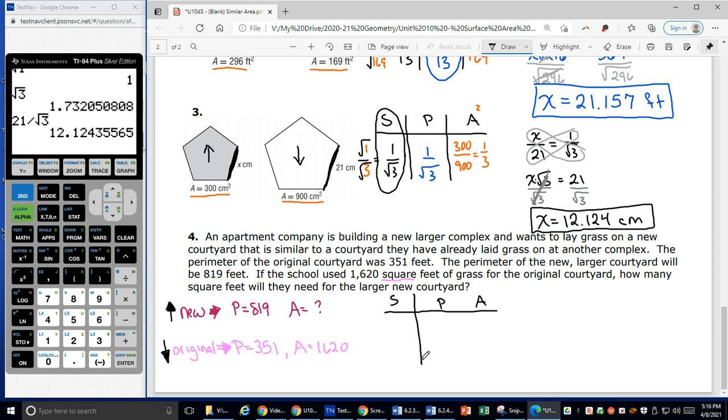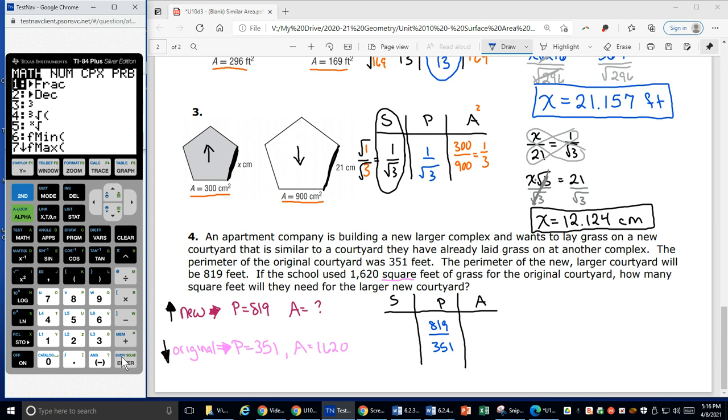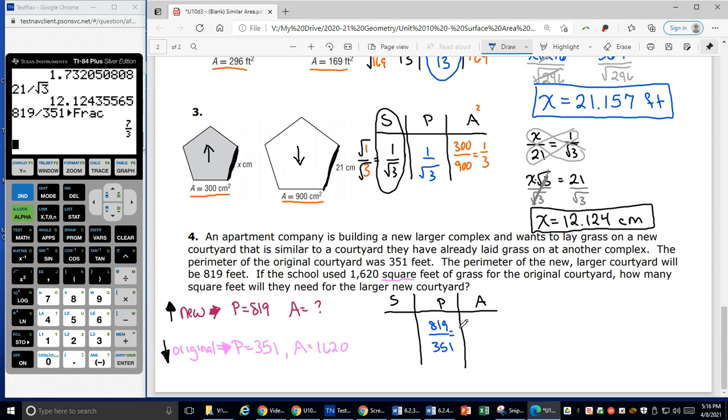So the first thing I want to know is, what do I have of both? Well, I have both perimeters, right? I know both of those perimeters. My new one here is 819, and my old one is 351. Let's see if that reduces. 819 over 351, and then I'm going to hit math, select fraction, enter. Oh, good, it does. It reduces to 7/3.